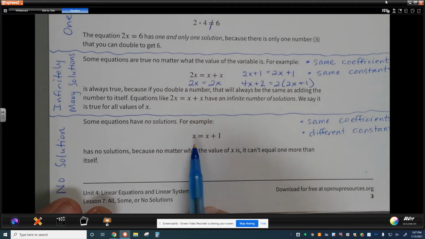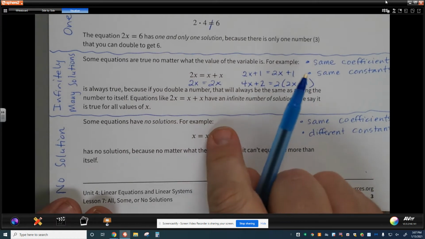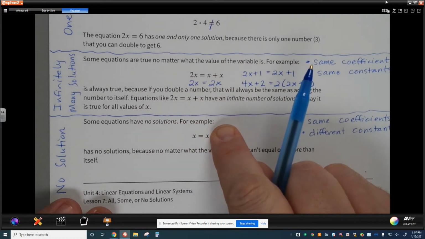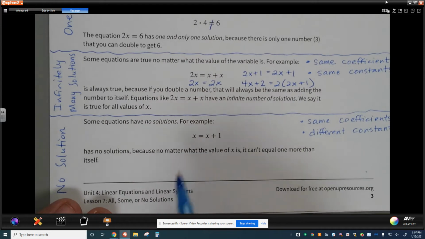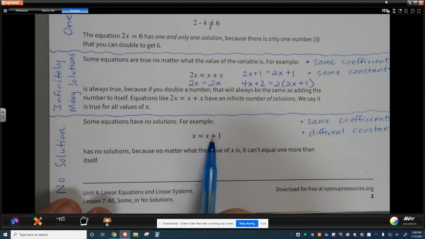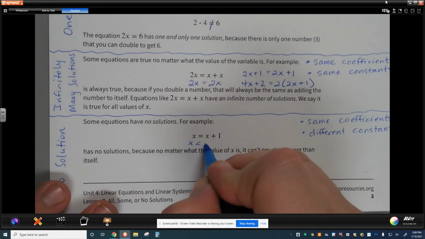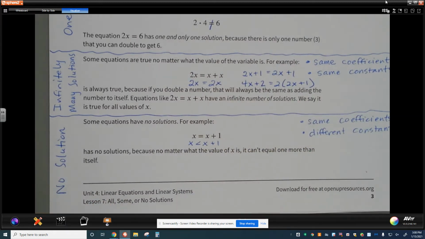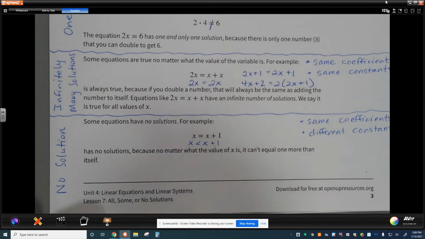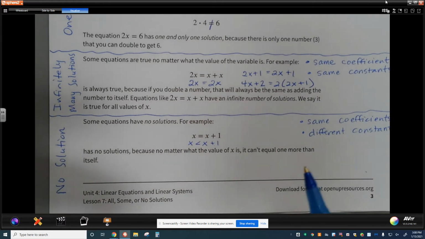In this case, we see that x is equal to x, and by itself, that would be an infinite number of solutions, but you'll notice that the expression on the right has one more than the expression on the left. What that means is that this expression on the left will forever and always be less than the expression on the right. They can never be equal.